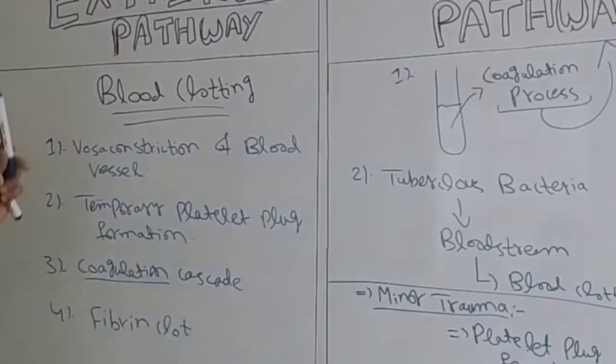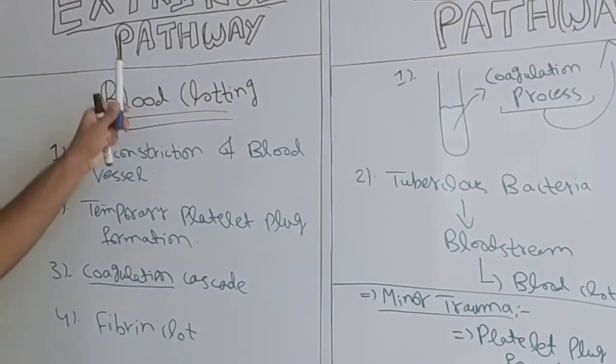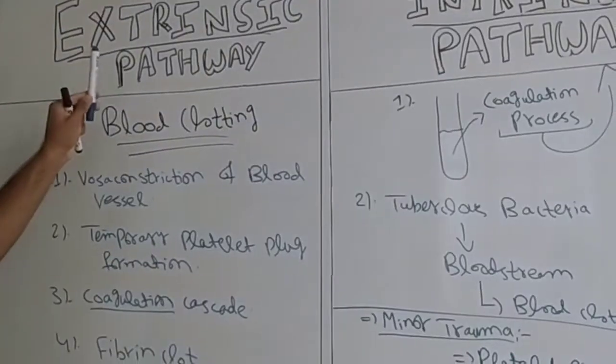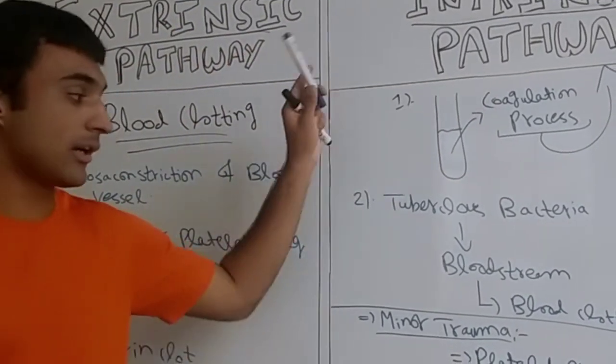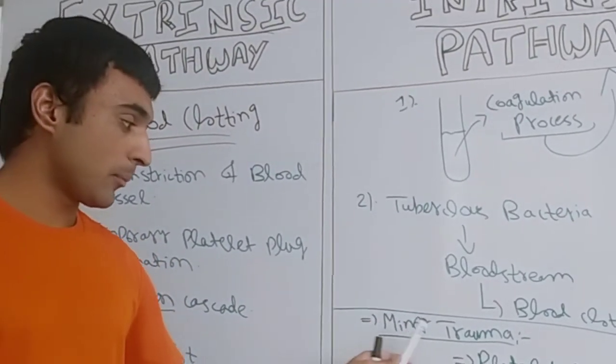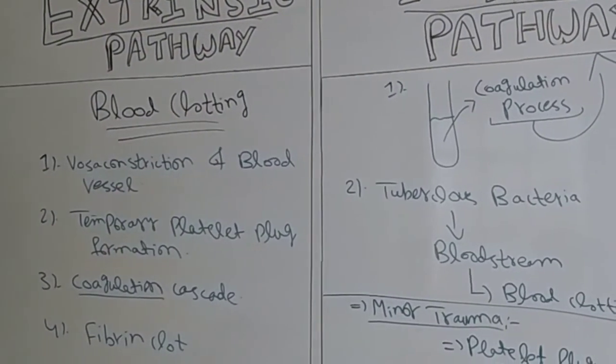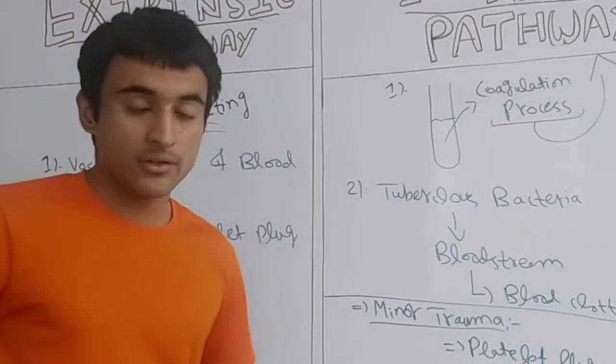So in this particular lecture, I have explained the extrinsic pathway and the conditions when the extrinsic and intrinsic pathways are activated. Then I told you about minor trauma and what happens during minor trauma, platelet plug formation occurs, and what those 4 steps are which are involved in blood clotting. So hope you have understood my lecture well.